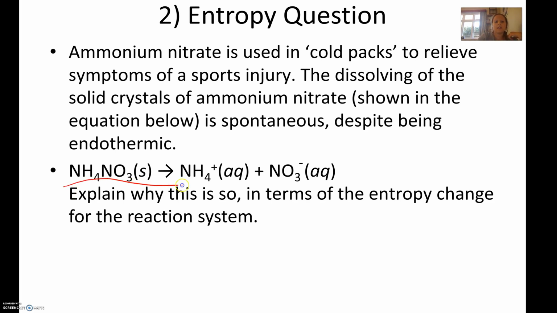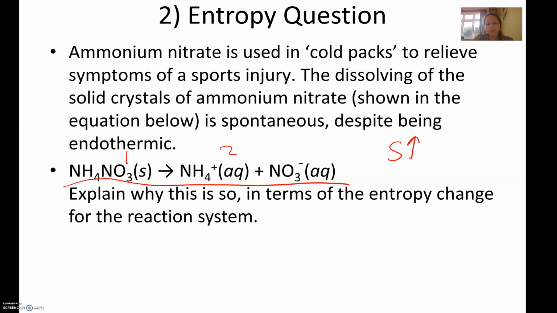So here, we can see that the entropy of the system is going up. And why is the entropy of the system going up? Well, there are two reasons. One is that it's going from 1 mole to 2 moles. So there are more particles being produced, so there are more ways they can arrange themselves, greater disorder.